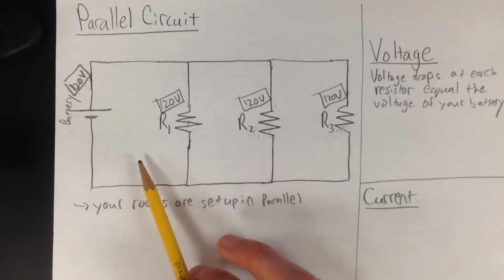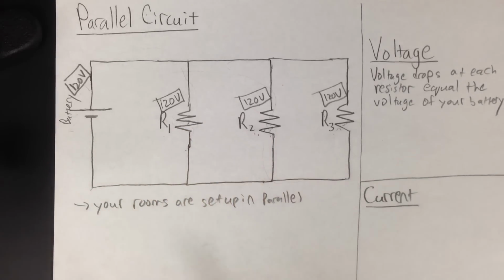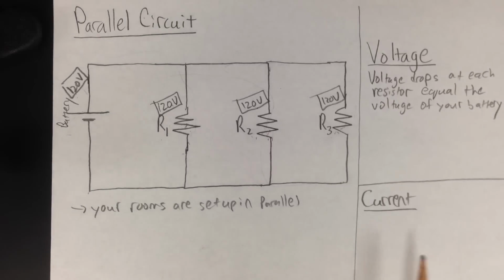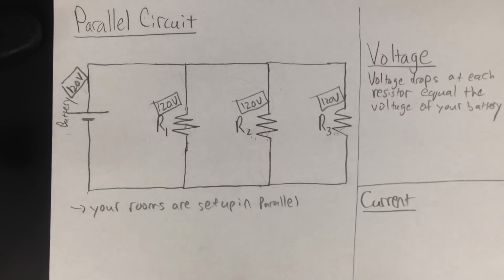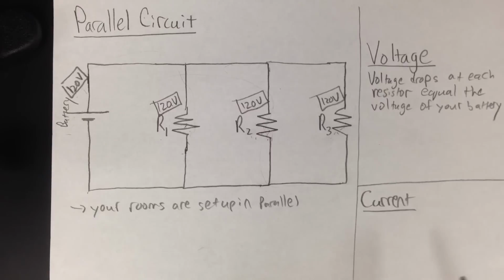So parallel means that each electron needs to just go through its own resistor while it gets back to the battery. And they drop all of its pretzels, all 120, at that resistor. Okay, so voltage drops equal the voltage of your battery. All right. Just so, don't stick your finger in there, because that's 120 pretzels. That would be quite a shock.